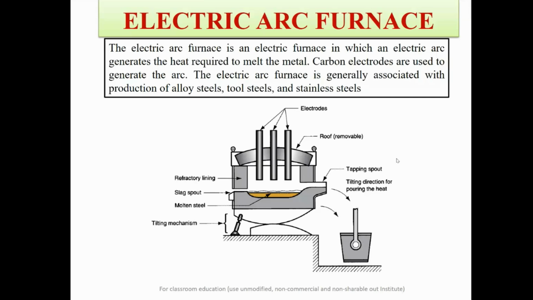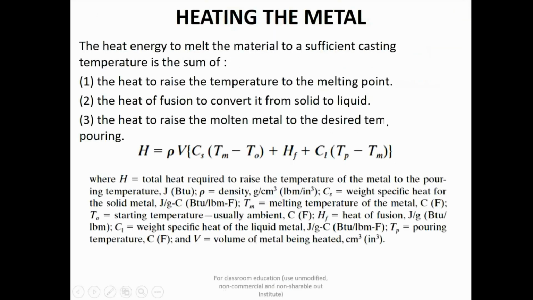So after this, we have to understand how much heat is required to heat the metal and to convert it into the molten form from the solidified form. The heat energy required to melt the material to a sufficient casting temperature is generally the sum of three components. The first component is the heat to raise the temperature to the melting point.